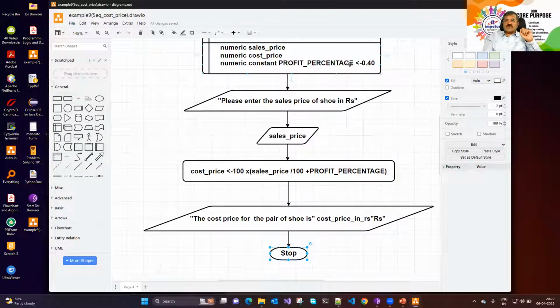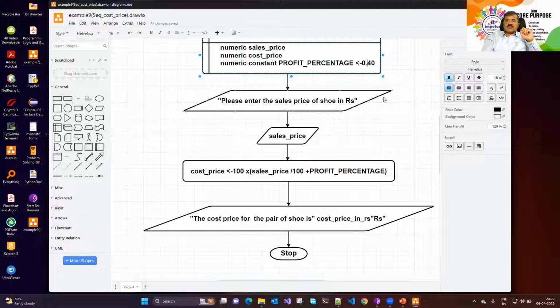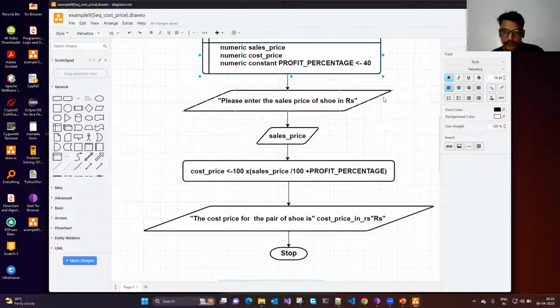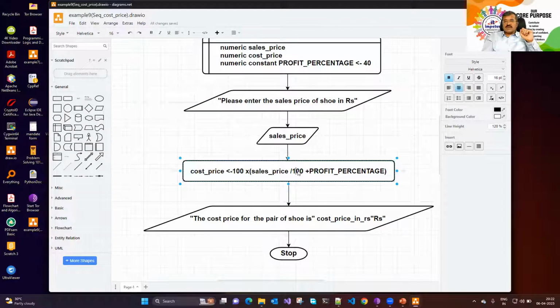So this profit percentage की जगह, instead of saying 0.40, ये divided by 100 हो गया. In that case, you'll have to take it 40 only directly then. Okay, sir. Now, if I do that, I'll have to just make sure that I use the right brackets. So if I use these brackets, will that solve the problem? Sales price divided by 100 plus profit percentage.